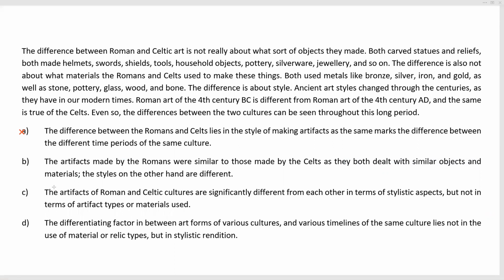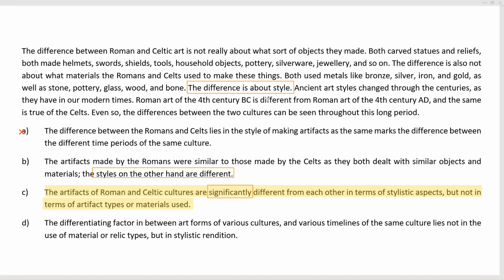C tells us the artifacts of Roman and Celtic cultures are significantly different from each other in terms of stylistic aspects, but not in terms of artifact types or materials used. So this is very close to option B. We do find that option B is slightly better than this, and that is because, one, there is a slight assumption in the word significantly. Option B says the styles, on the other hand, are different, which is very close to this statement here. The difference is about style.